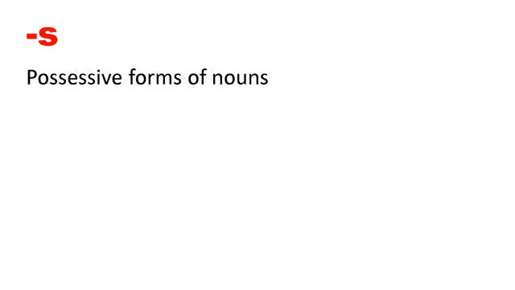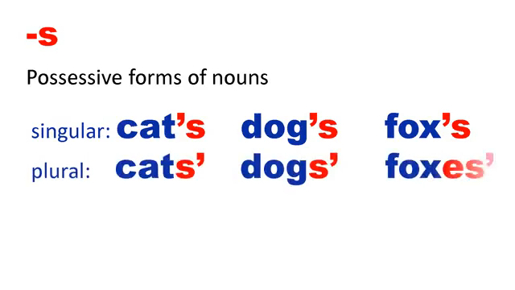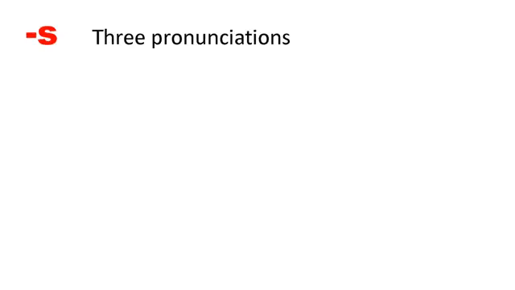We find this same ending in possessive forms of nouns, both the singular and plural. These are written with an extra symbol, an apostrophe, but they still sound the same. The singular forms, cat's, dog's, fox's, sound exactly like the plural forms, cats, dogs, foxes. The s ending is also pronounced in three different ways, depending on the last sound in the base word. Again, remember we're talking about the last sound, not the last letter in the word.